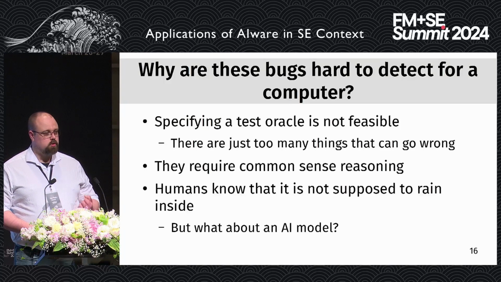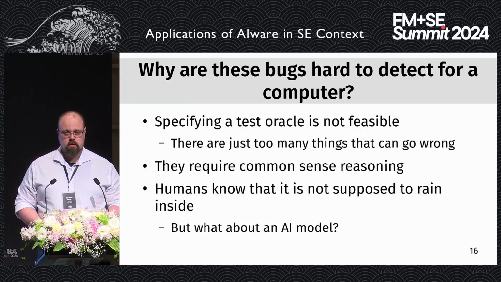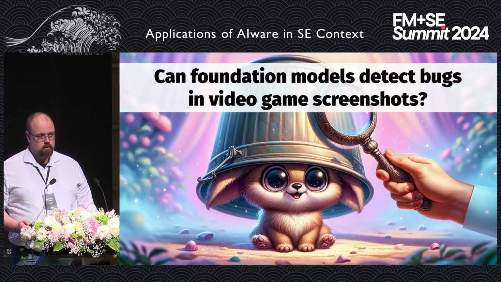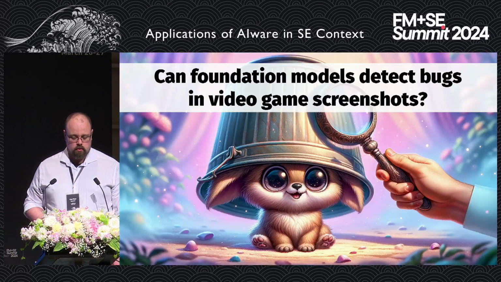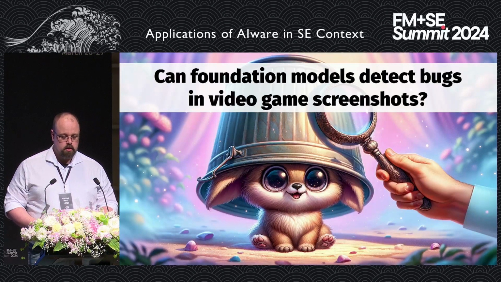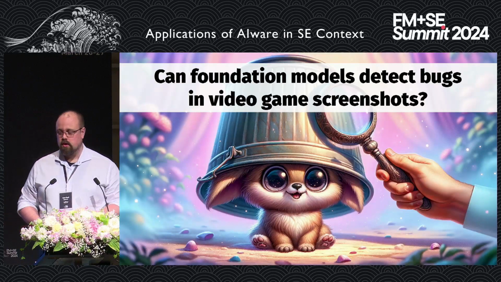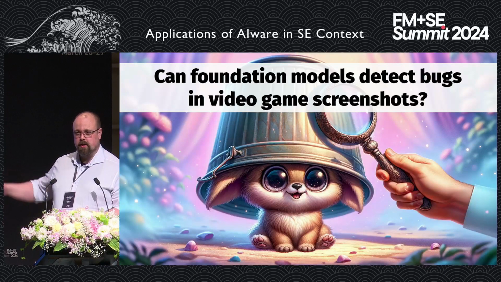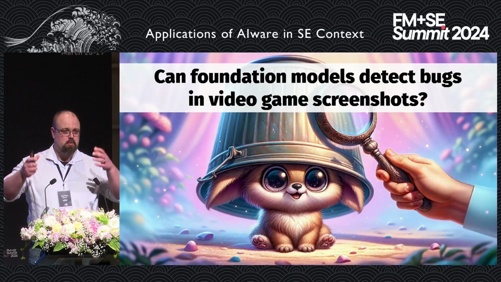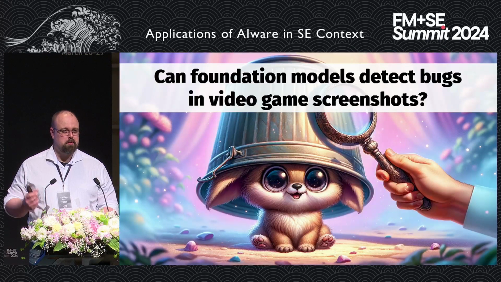So as a human, we know that it's not supposed to rain inside a building, but what about an AI model? So we set out to study whether foundation models can actually help us to detect bugs in video game screenshots, because that's the data that we have available, okay? And if you play a lot of games, you may recognize this type of bug. It's the bucket head glitch, which is a glitch in Skyrim, where you can put a bucket on somebody's head and they cannot get it off, so they have to play with the bucket on their head.